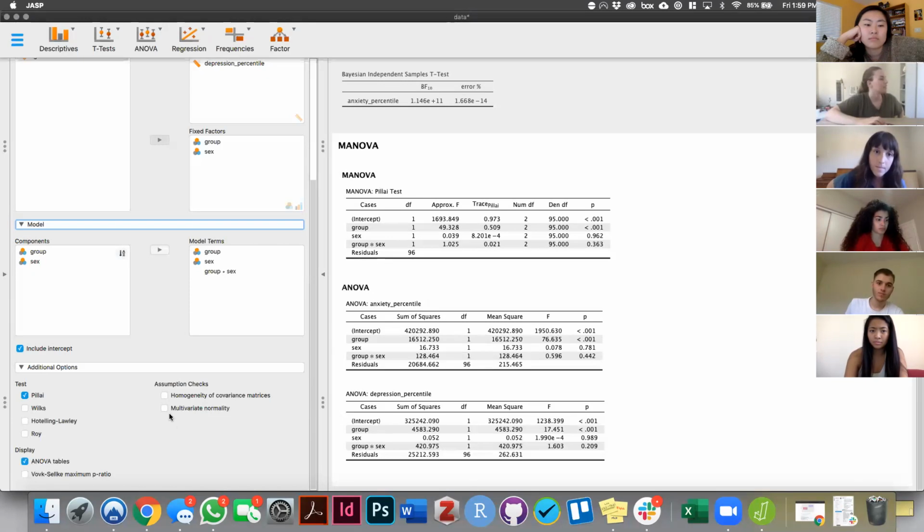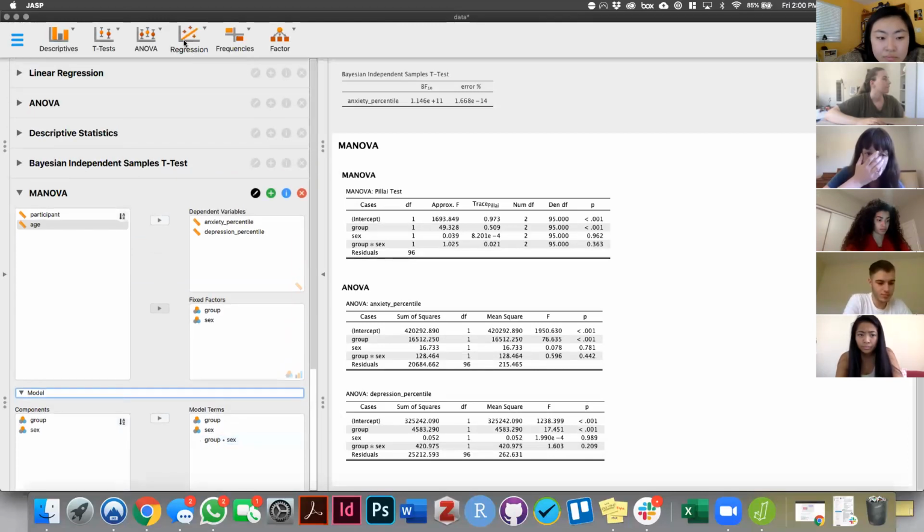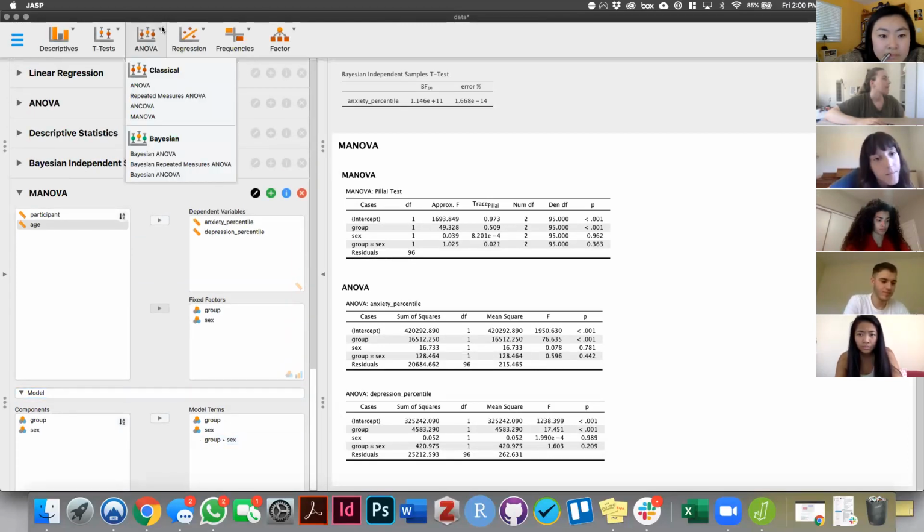I don't see any effect size on this. Do you? No. That's weird. We would have to look into that.